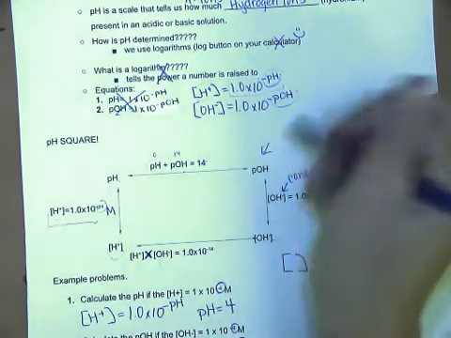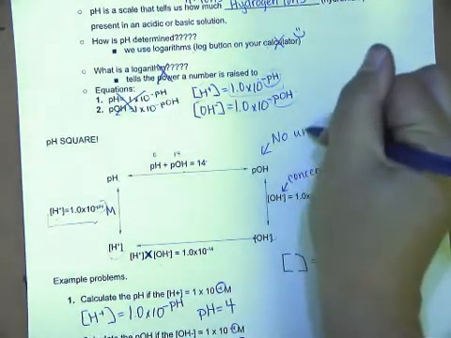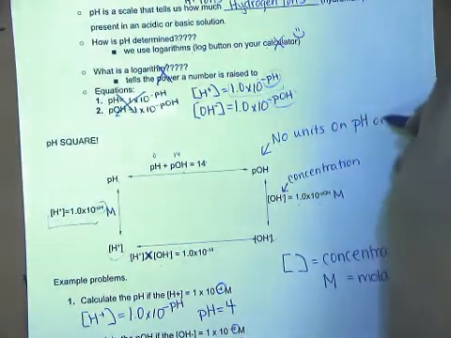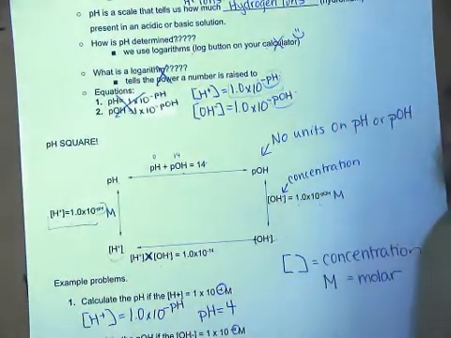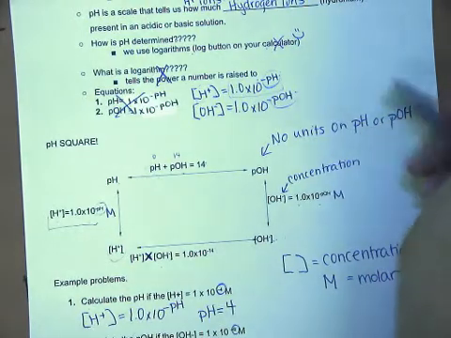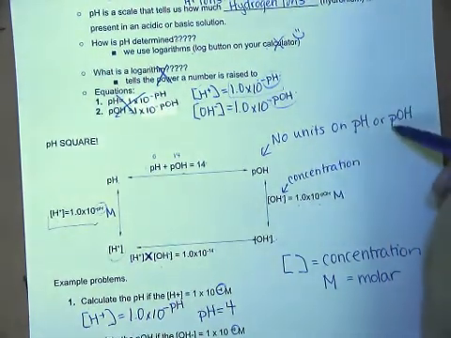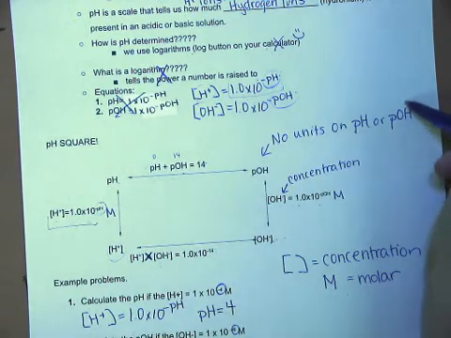There are no units on pH or pOH. One other thing to remember is that pH is a lowercase p and capital H, and pOH is lowercase p and capital OH.